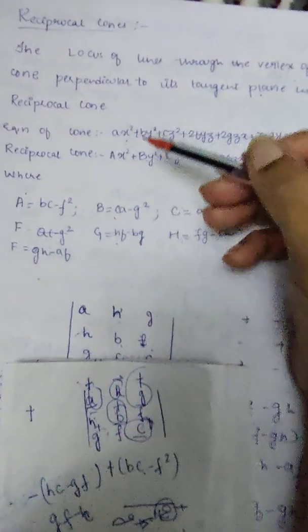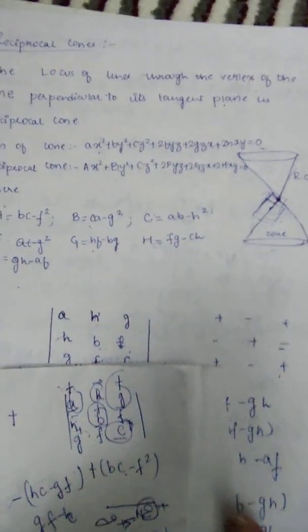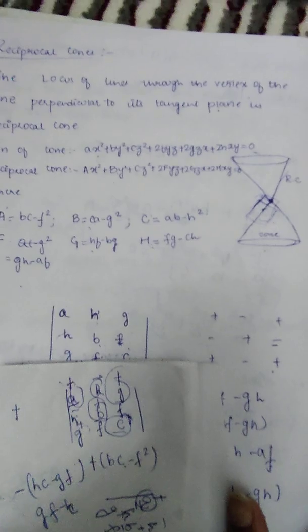So this is how you find out the value of capital A, B, C, F, G, H, and you plug the values into your reciprocal cone. Solving this, you're going to get the equation of the reciprocal cone. Hope I'm clear with this.